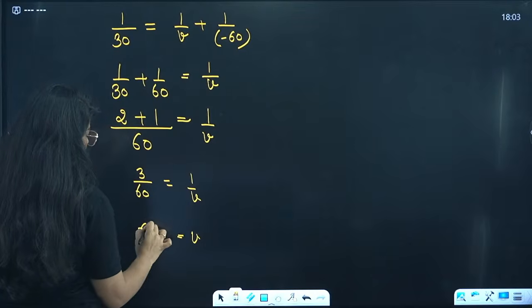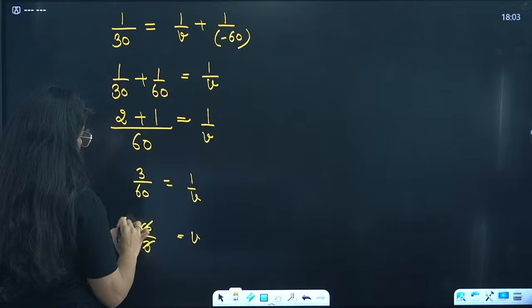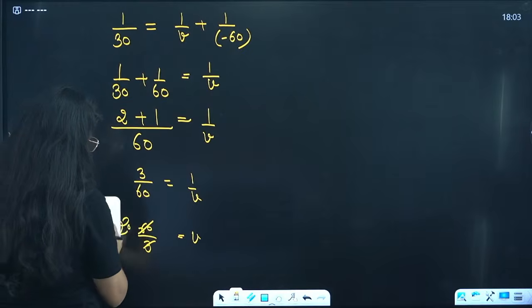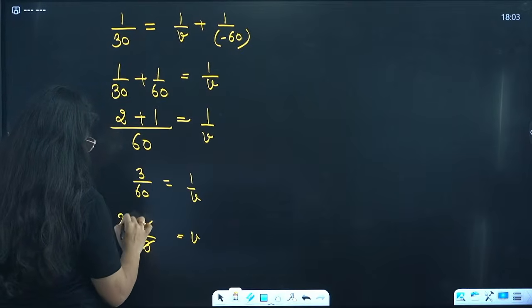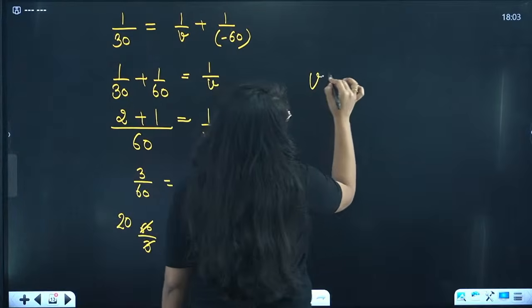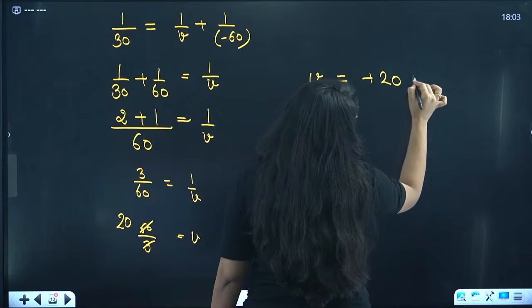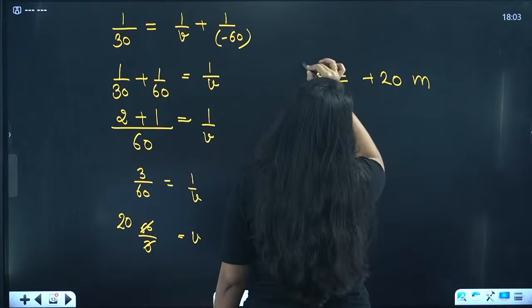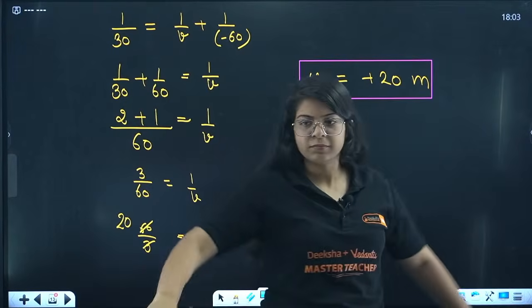V equals 60 divided by 3. That is 20. So V is plus 20 meters. It is plus 20 meters.